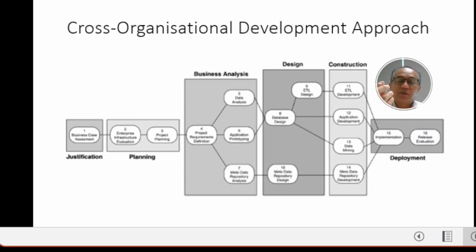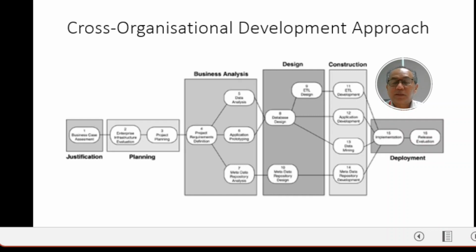So relying on data analysis alone is not enough. We need to have a metadata repository analysis. So we have application prototyping there. And then with that, we will develop a database design as well as a metadata repository design. Yes, database design and metadata repository design. Then we will design the extract, transform, and load, ETL design. We'll design how we extract data, transform the data, and load the data.